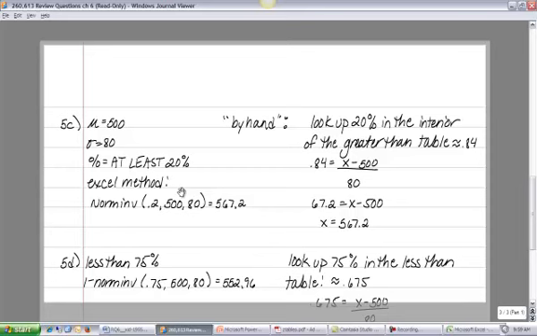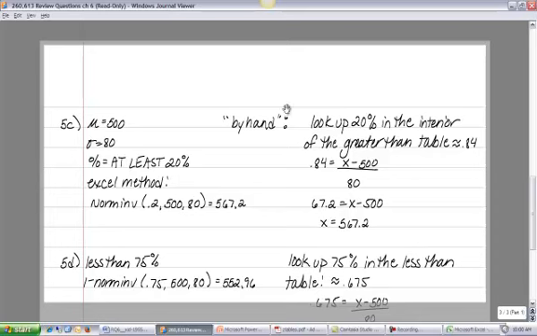Look at 5C. A major department store has determined that customers charge an average of $500 per month with a standard deviation of 80. So mu is 500 and sigma is 80. Assume that the amounts of the charges are normally distributed. Part C asks, 20% of the customers will charge at least how much? So we want to come up with a dollar amount.